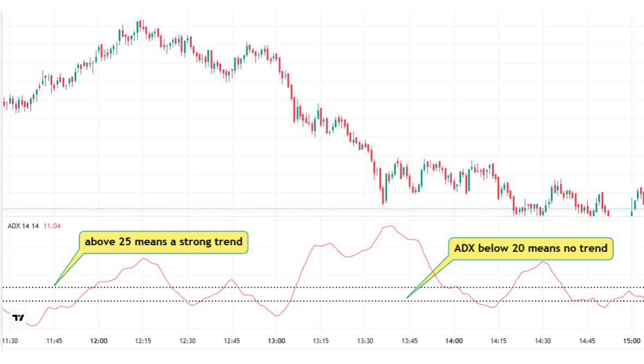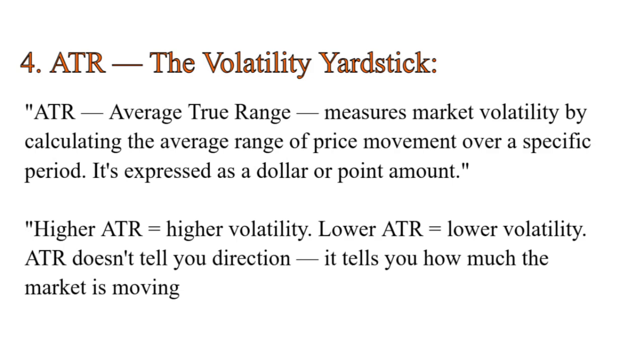ADX also includes the plus DI and minus DI lines, which show directional bias. When plus DI crosses above minus DI, bullish momentum is strengthening. When minus DI crosses above plus DI, bearish momentum is strengthening.